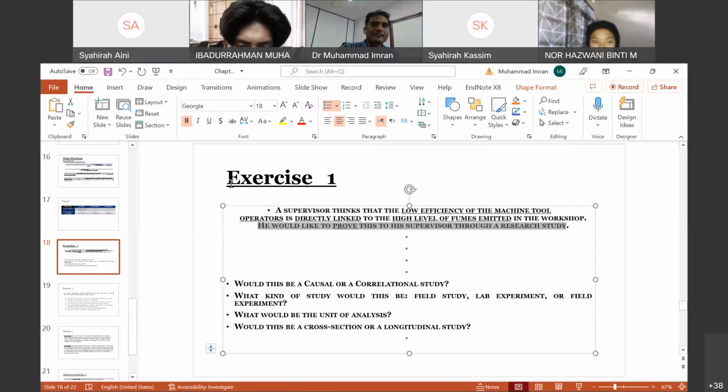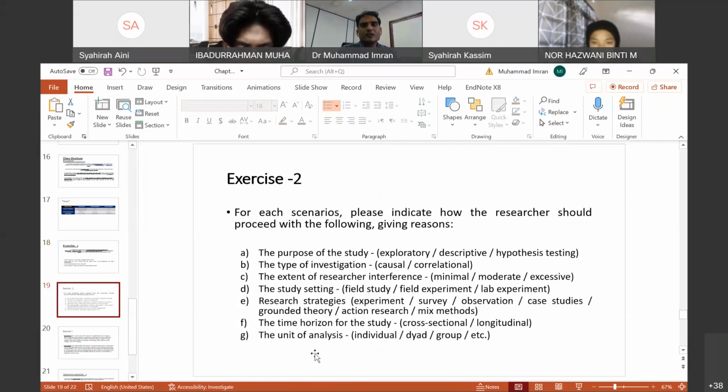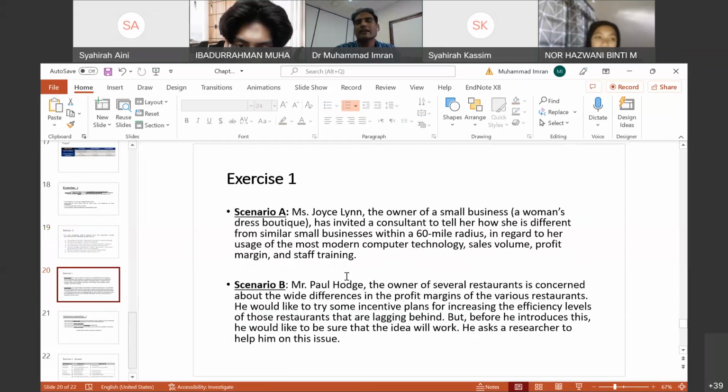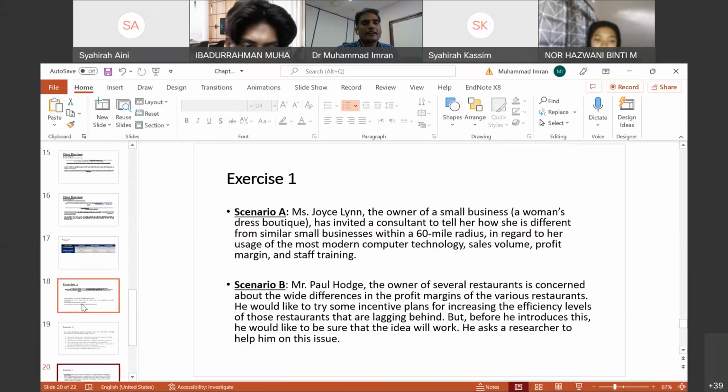I'm going to give you another exercise. For each scenario, please indicate how the researcher should proceed with the following given reason. The purpose of the study, we know: exploratory, descriptive, hypothesis testing. The type of investigation: causal or correlational. The extent of interference: minimal, moderate, excessive. The study setting: field, lab experiment. The strategies: experiment, survey, observation, case study, whatever. The time horizon: cross-sectional, longitudinal. And the unit of analysis: individual, dyad, group, etc. For scenario 1 and scenario 2. Understand?